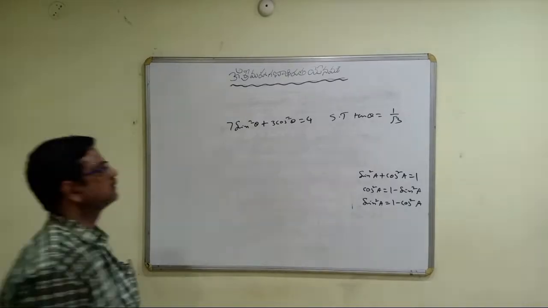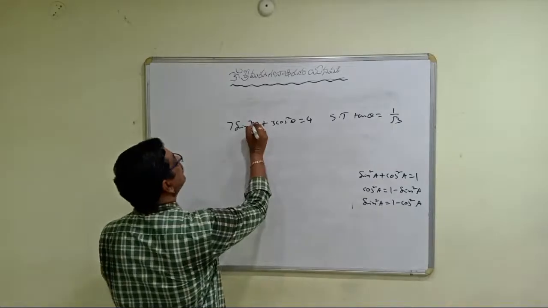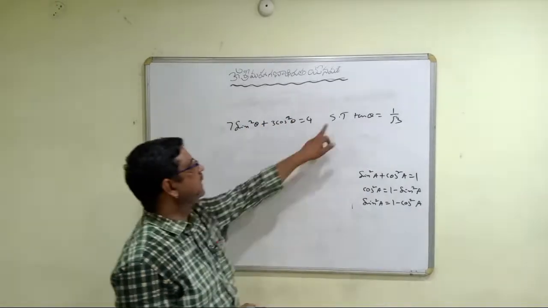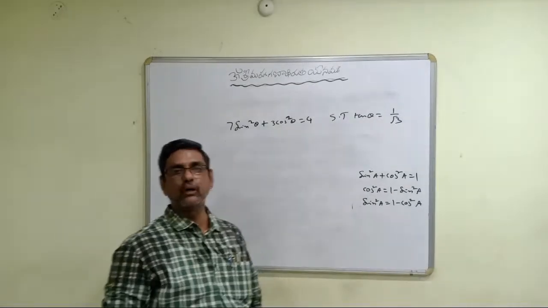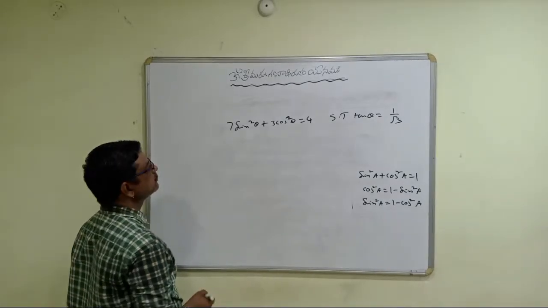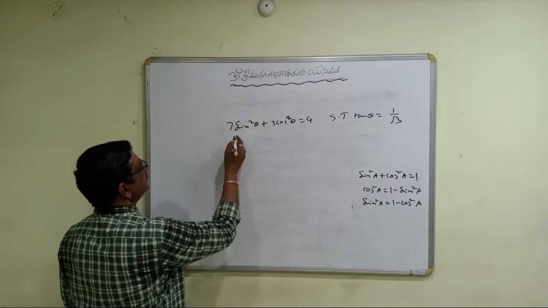This is the question. 7 sin square theta plus 3 cos square theta is equal to 4. Then show that tan theta is equal to 1 by root 3. Okay, now how to do this one? See what I am doing here. Children, everyone observe what I am doing here.